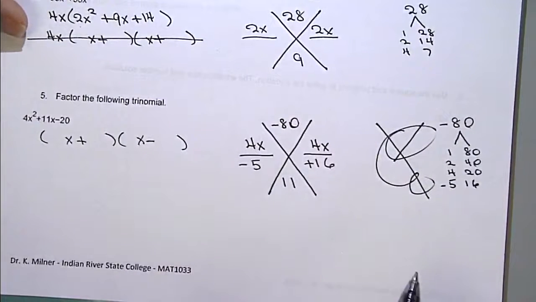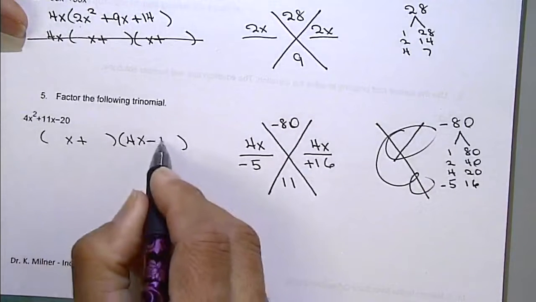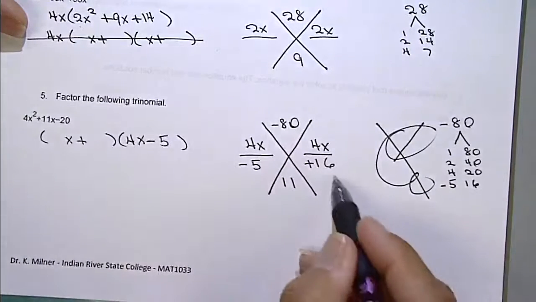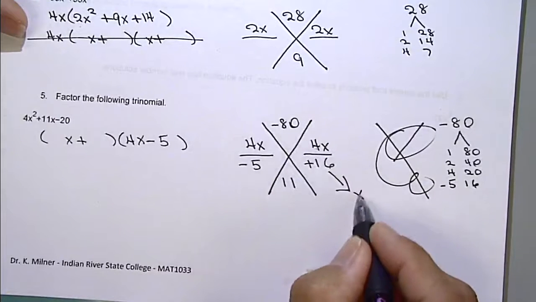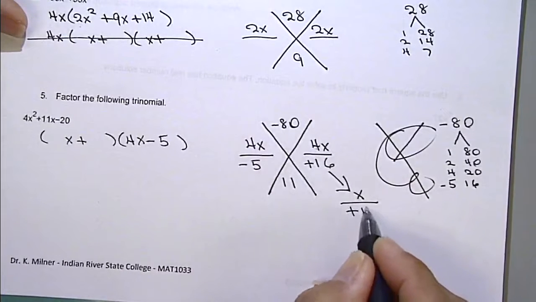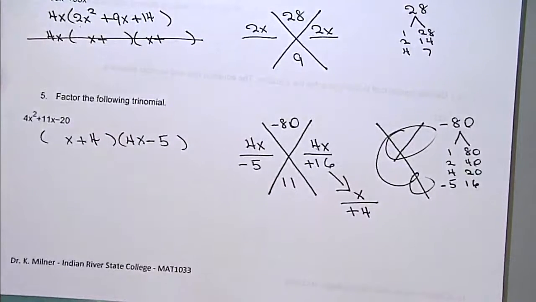The 4 and the 5 don't reduce. So I'm going to say this one that has a negative is really 4x minus 5. This one will reduce. Let me take it a little step further. I can divide both of those by 4, and I would end up with x over a positive 4. So that would be my other term over here.